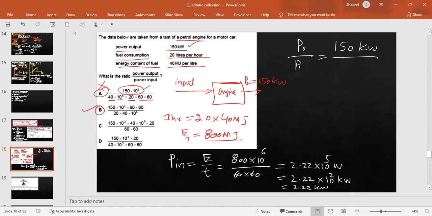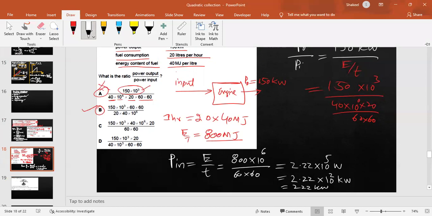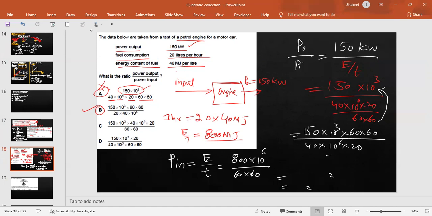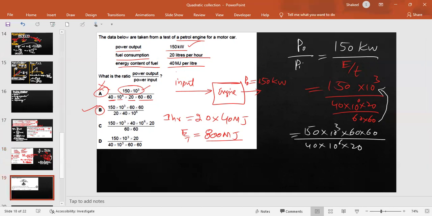Well, B is the option, because you have to divide it now. If I write it over here, the input power is energy over time. So it is 150 into 10 power 3, and energy is 40 into 10 power 6 into 20 divided by 60 into 60. And then this 60 into 60 will go upstairs. So it will be 150 into 10 power 3 into 60 into 60 over 40 into 10 to the power 6 into 20. So all these calculations are useless because we didn't look at the expression. This expression resembles B. So B is the correct answer.